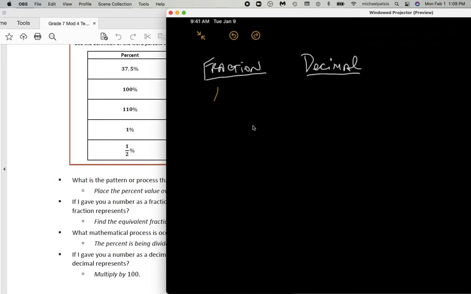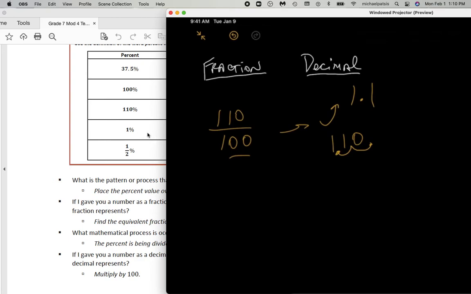Okay, let's move to the next one. The next one is 110%. Because of that percent sign, we are immediately allowed to put that over 100. To go to the decimal, we know there's a decimal point here. We know we're dividing by 100. That means we're going to make this number, original number 110, smaller by 2 places. And our final answer is 1.1.